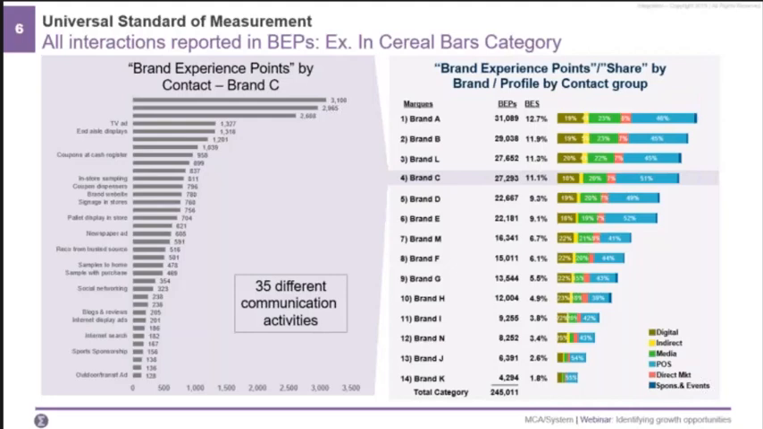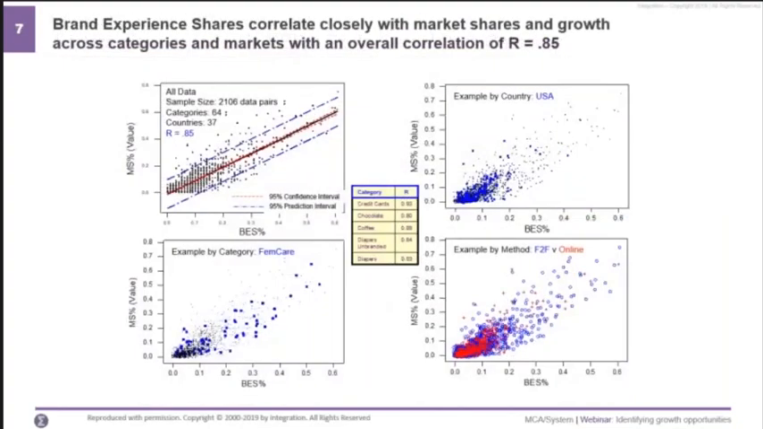the growth opportunities. Just as a small piece of reassurance for you, we worked with the ARF, the American Research Foundation, a few years ago actually, with a very large database for them to validate whether or how well the tool is working at predicting market share outcomes. And their conclusion was that it's a very strong predictor. So on the top left, the graph shows you across the whole database that we shared, what do we see in terms of correlation between brand experience share and market share outcomes. And we see a correlation of 0.85, which is very good.